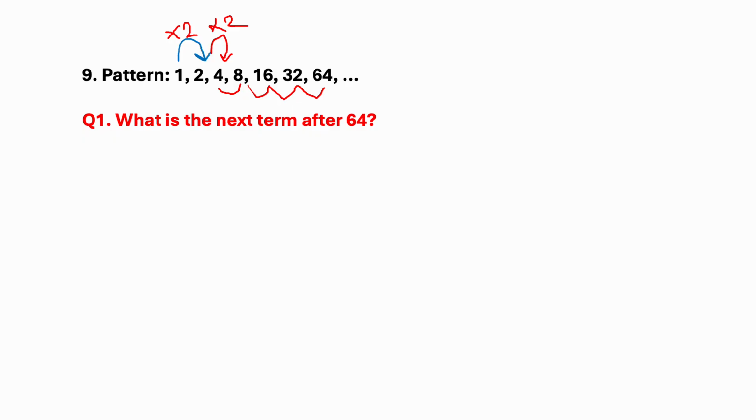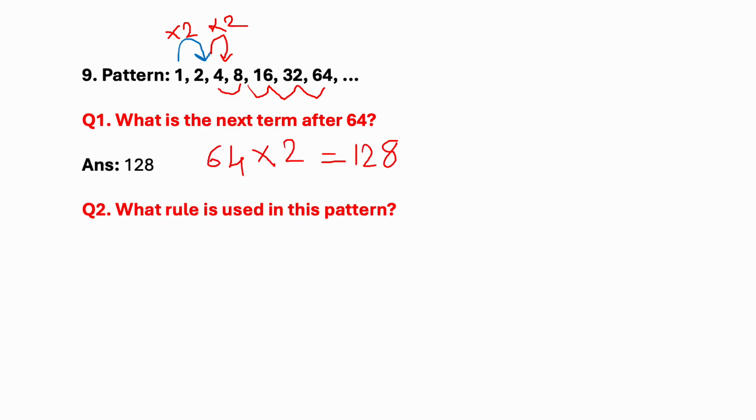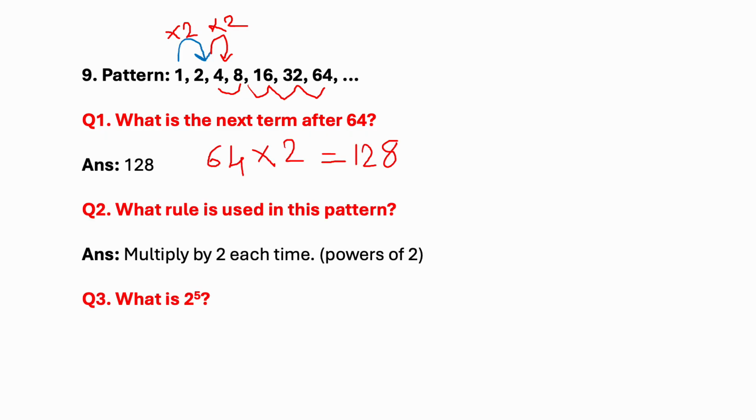So, what is the next term after 64? 64 into 2, that is 128. So, what rule is used in this pattern? Multiply by 2 each time. Powers of 2. What is 2 raised to 5? It is 32. 2 into 2, 4. 4 into 2, 8. 8 into 2, 16. 16 into 2, 32.